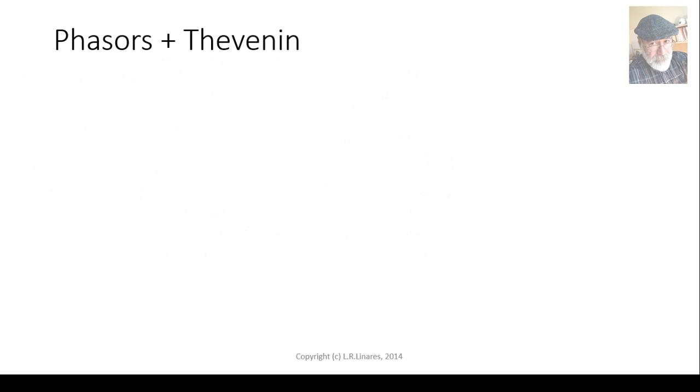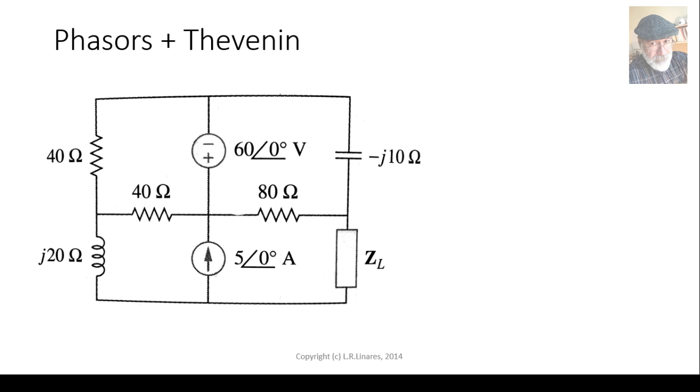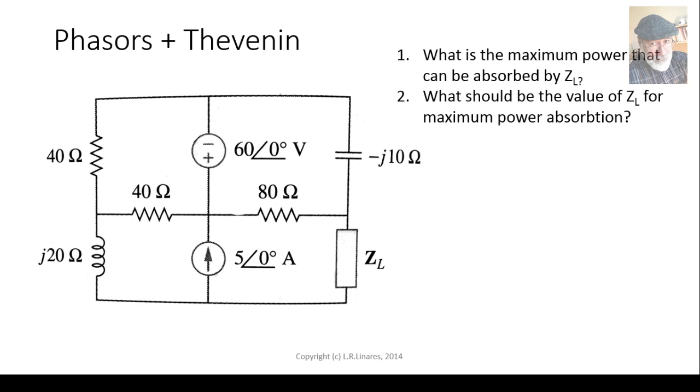Now let's visit another exercise, one on phasors and Thevenin. This one, Thevenin? Yes, that's right. The question is, what is the maximum power that can be absorbed by the impedance ZL? And what should be the value of that ZL for maximum power absorption? Actually, 2 should be the first one and 1 should be the second one, but that is the way they came out in the book.